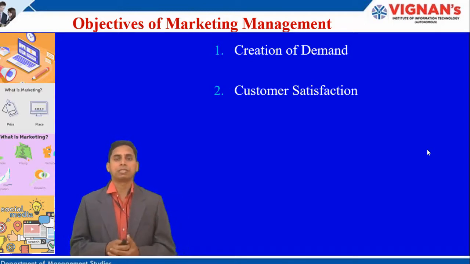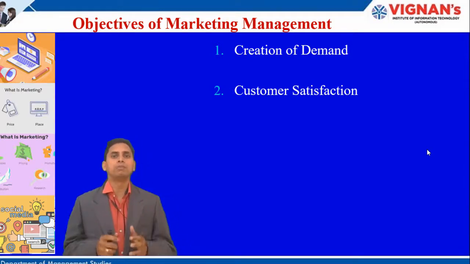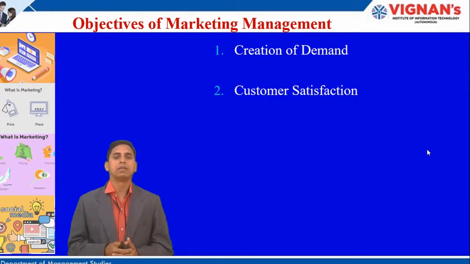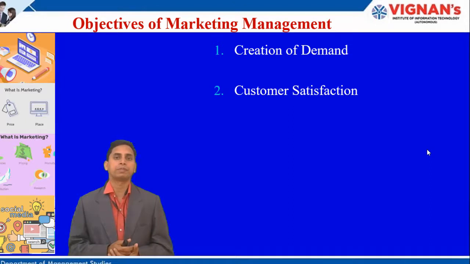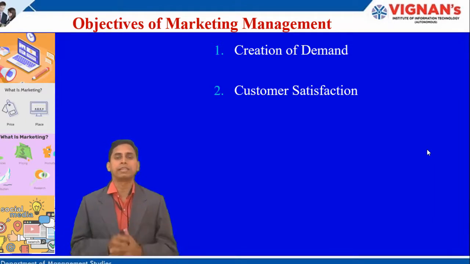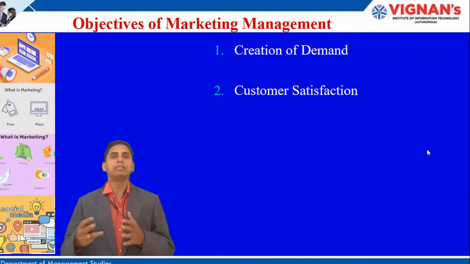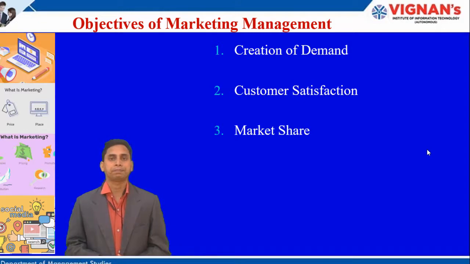Next, customer satisfaction. Customer satisfaction is one of the most important parameters for companies to assess whether they are successful or not. Customer satisfaction is achieved through marketing management, because you identify the unsatisfied needs of the customer and try to satisfy them with your products and services. During this process, marketing management also ensures customer satisfaction. Finally, how well these unfulfilled needs are being satisfied is also one of the objectives of marketing management.